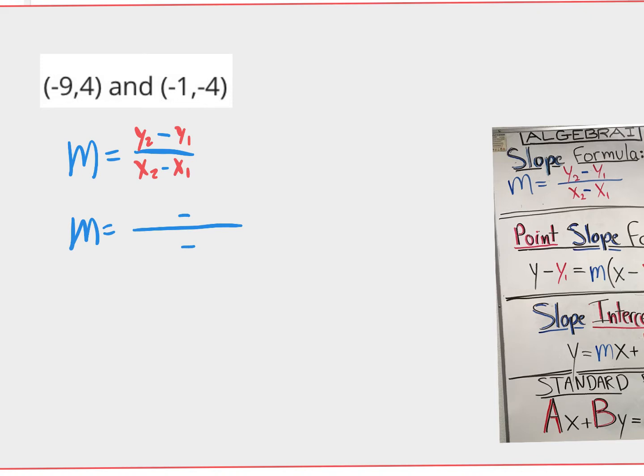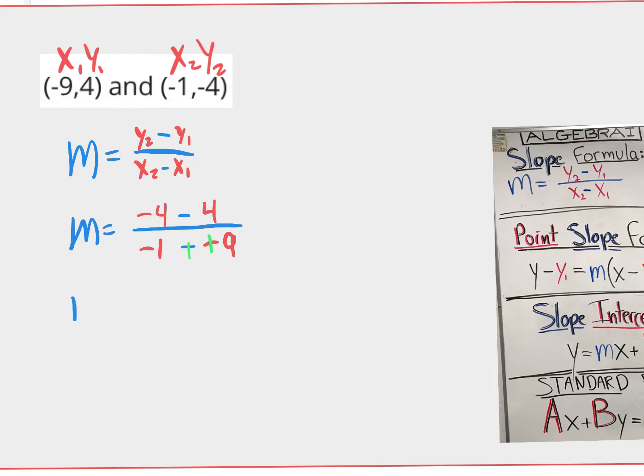This is how I use my slope formula. Rewrite it with blank spots and then label your x, your y, your x, your y, your first point and your second point. Then you plug in your values. y2 happens to be -4. y1 happens to be 4. x2 happens to be -1. x1 happens to be -9. Whenever you have a minus minus right next to each other, change it to plus plus.